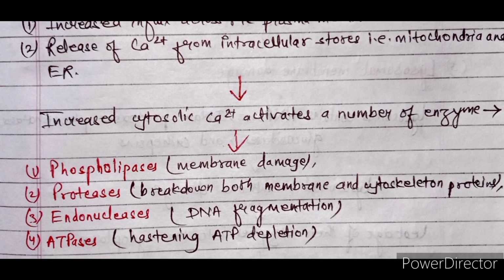So what are those enzymes? Number one is phospholipase. This will damage the membrane, that is cell membrane. Number two is protease, which breaks down both membrane and cytoskeletal proteins. Third, internuclease. It will cause DNA fragmentation. And fourth one is ATPase, which will cause hastening of ATP depletion. So this was all about the third mechanism, that is loss of calcium homeostasis.